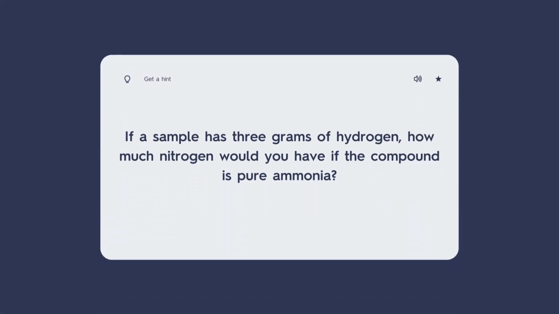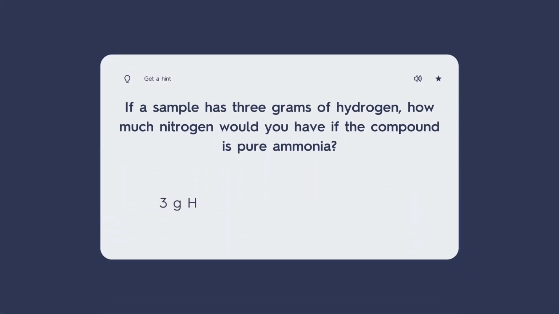Now let's apply that ratio. If you had 3 grams of hydrogen in pure ammonia, the ratio says you would pair it with about 14 grams of nitrogen. The sample size can change, but the proportion stays the same.